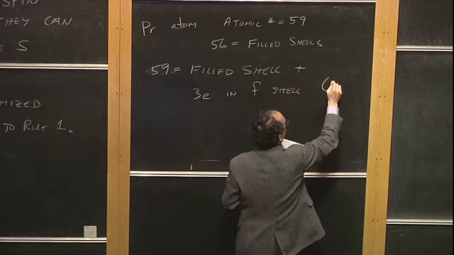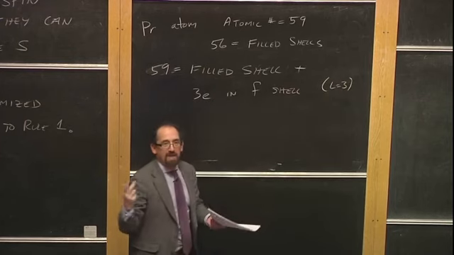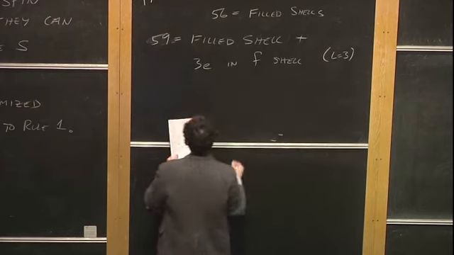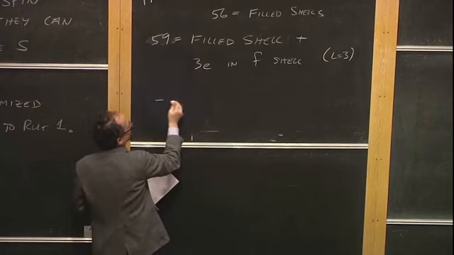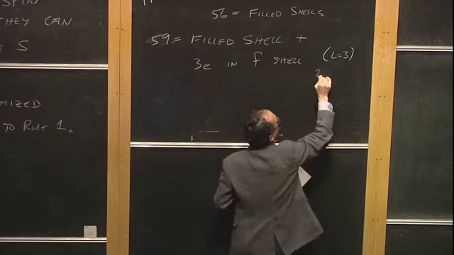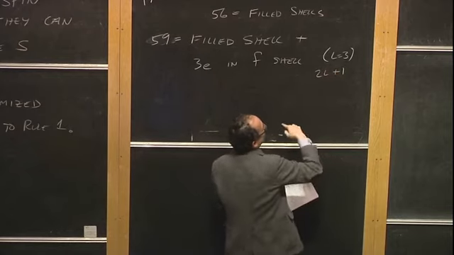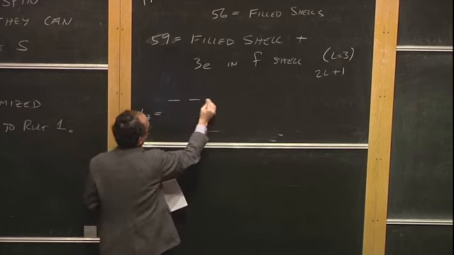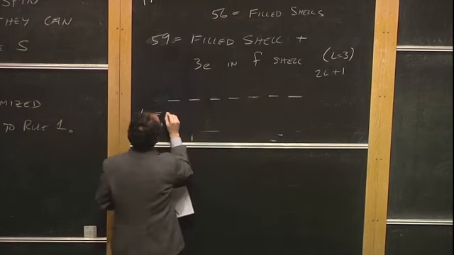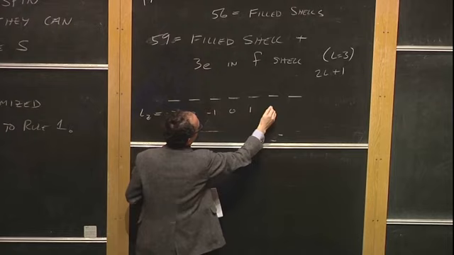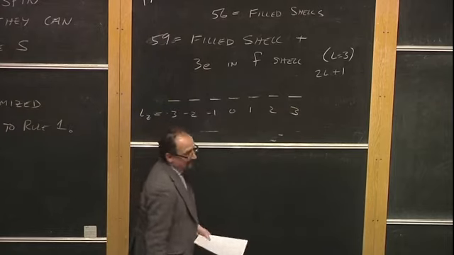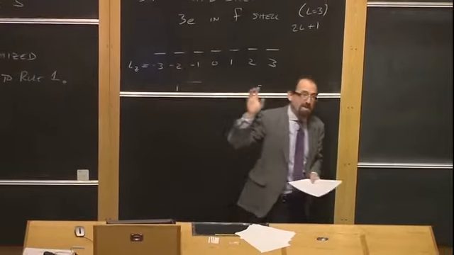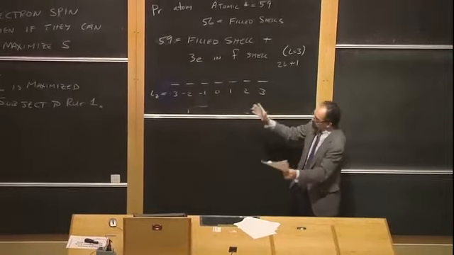F is L equals 3. Remember s, p, d, f, g. So f is 0, 1, 2, 3. F is L equals 3. So we can write out all the orbitals. For f, L equals 3, there are 2L plus 1 orbitals going from Lz equals minus 3 to plus 3. So Lz equals minus 3, minus 2, minus 1, 0, 1, 2, 3. And we have to put 3 electrons in those orbitals. Now, Hund's first rule says that the electrons we put in have to have their spins aligned.